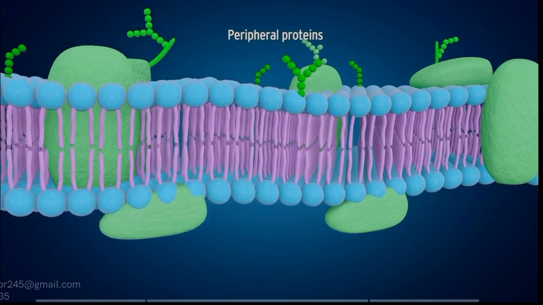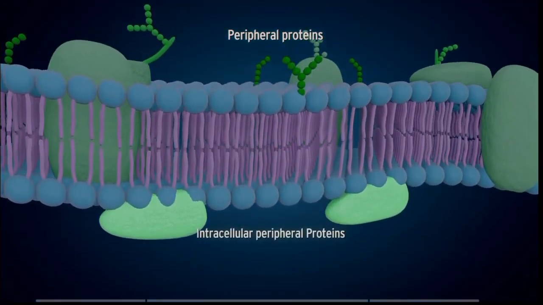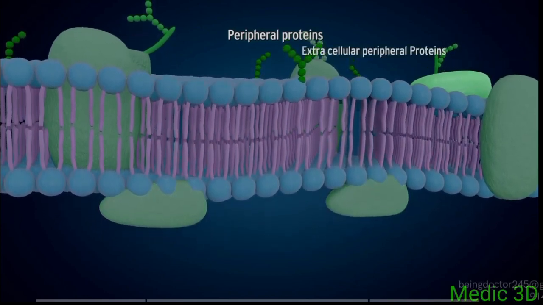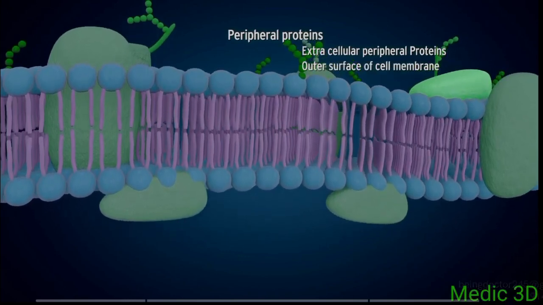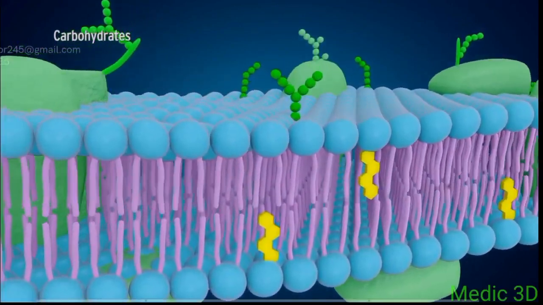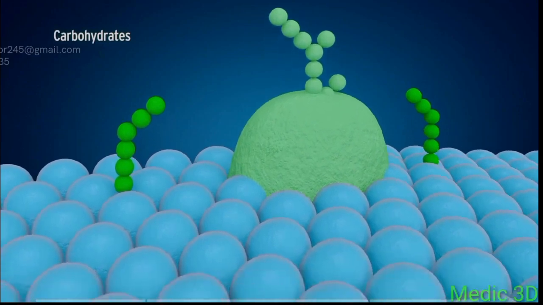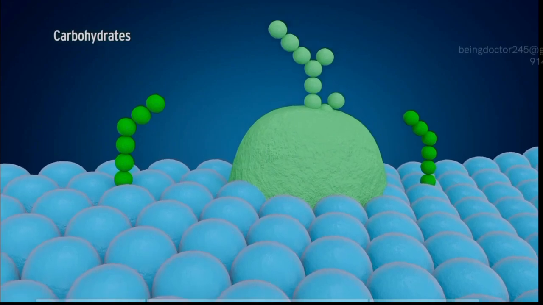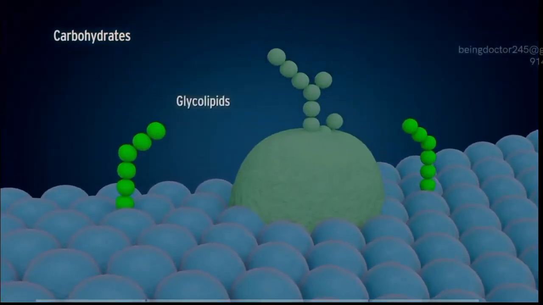Peripheral proteins may be intracellular peripheral proteins, which are located on the inner surface of the cell membrane. Extracellular peripheral proteins are situated on the outer surface of the cell membrane. Carbohydrates. The carbohydrate molecules attached to the cell membrane proteins are known as glycoproteins. Those carbohydrate molecules attached to the lipids are termed glycolipids.